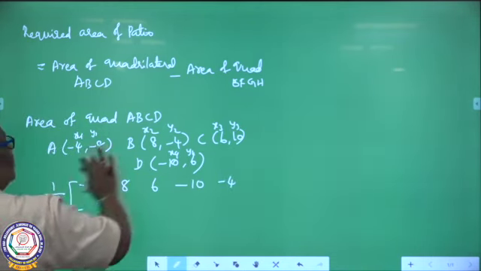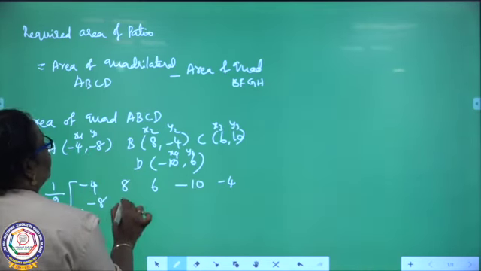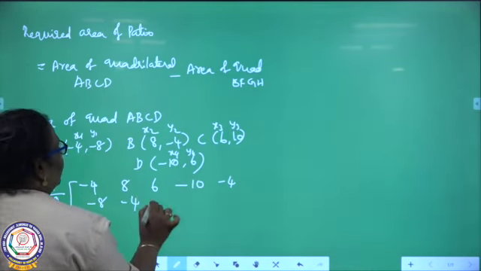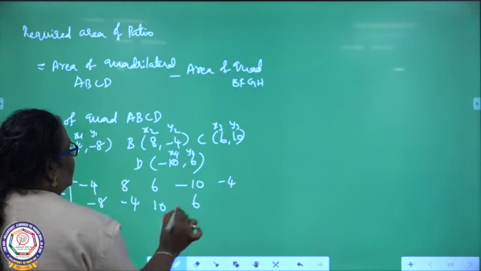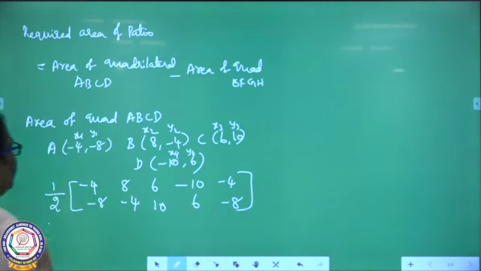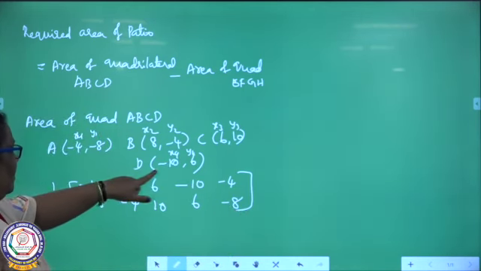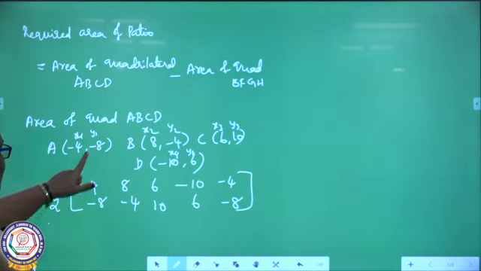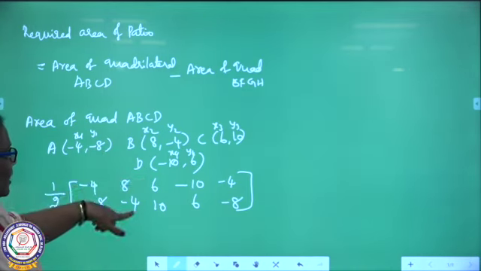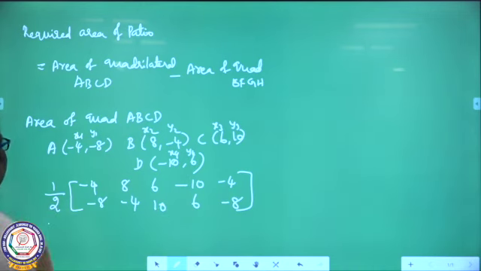See here, write the y coordinates: minus 8, minus 4, 10, 6, then minus 8. See here, minus 4, 8, 6, minus 10, minus 4, and minus 8, minus 4, 10, 6, then minus 8. This is the area of the quadrilateral ABCD.